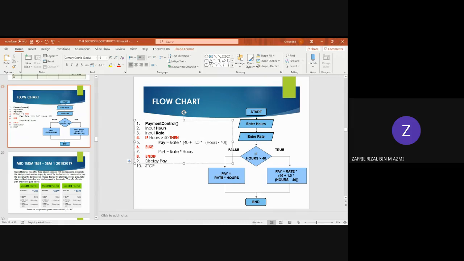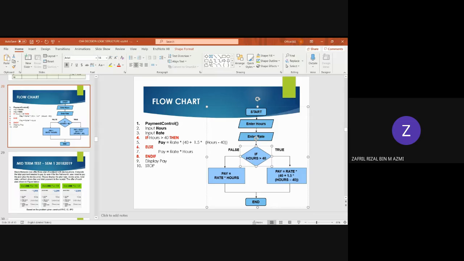Okay, so go back to my first question, kan. How many decision symbols, which is the diamond, should we use in the flowchart? So this is the answer lah. Why is it only one symbol? Why not two? Sebab ada 2 equation je. If you have two conditions, we should only use one symbol.